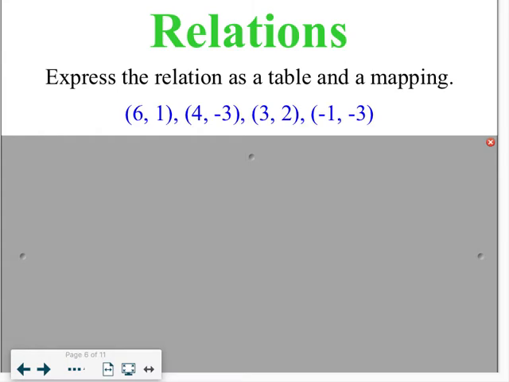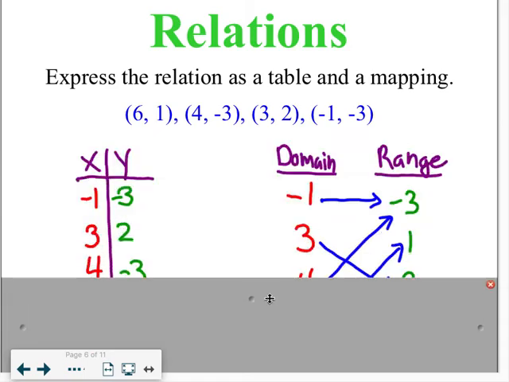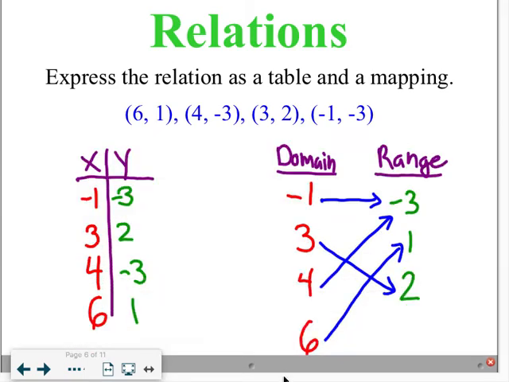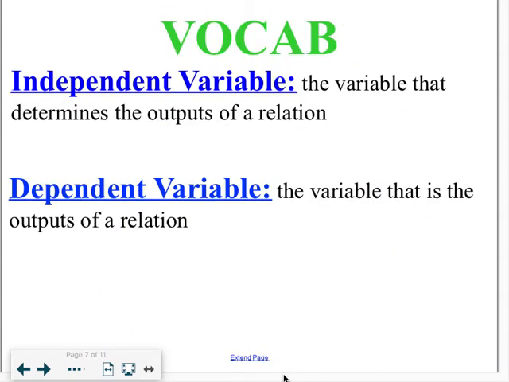Go ahead, take a minute, and put this relation into a table and into a map. So your table should look like what is on the left, and your map should look like what is on the right. Again, remember with the map, that value of -3 is repeated twice, but we only have it listed once in the range. Next thing we're going to talk about is independent and dependent variables.